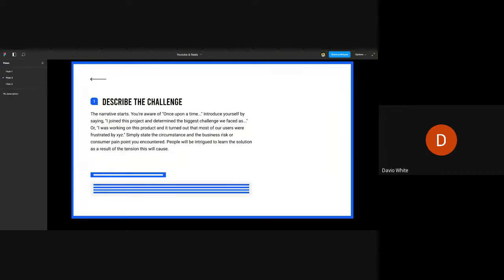So you have to start it with, I joined this project and determined the biggest challenge we faced as, or I was working on this product and it turned out that most of our users were frustrated by XYZ. Simply state the circumstances and the business risks or consumer pain points you encountered. So these are more or less the challenges you're going to face in every product.